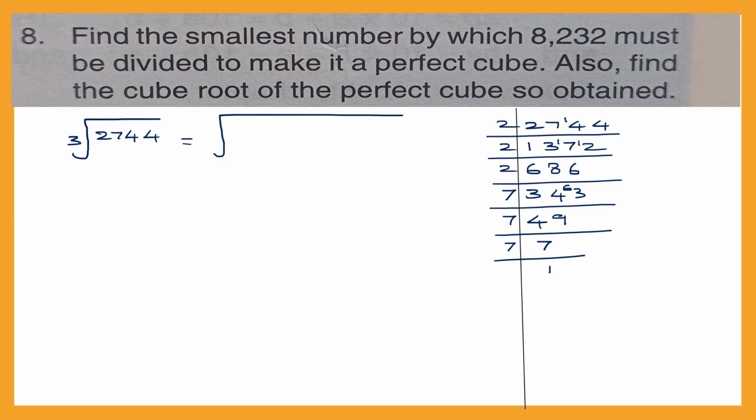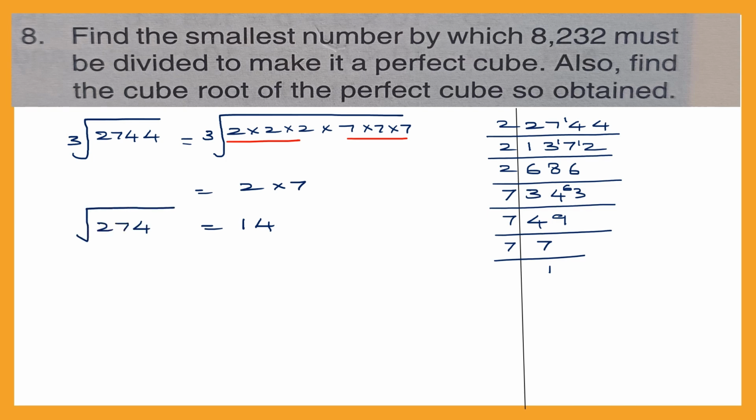So here what do we have? To find the cube root, we have to write all the factors, that is 2 into 2 into 2 into 7 into 7 into 7. Now let's form triplets. So here we have 1 and 1. So this becomes 2 into 7, which is 14. So we have found the cube root of 2744, and that answer is 14. So we have found both the answers. The first part of the answer, the smallest number by which it should be divided, is 3, and we also found the cube root of the perfect cube that we got, which is 14.